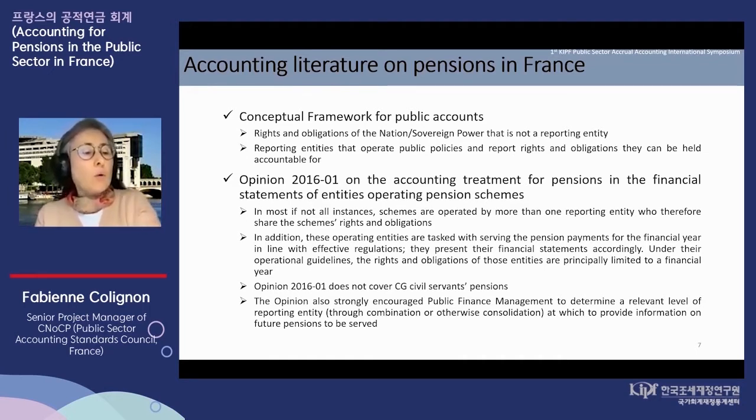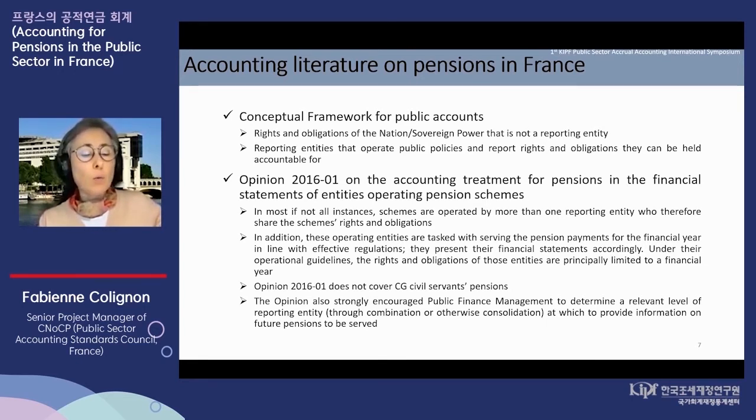So let's take a quick glance at the recent accounting literature in France. First of all, the conceptual framework for public accounts in France states that public sector reporting entities operate under public policies and report on rights and obligations that they can be held accountable for. And because the sovereign power of the nation is not a reporting entity that establishes financial statements, overarching principles from the Constitution are not subject to financial reporting per se. The conceptual framework also mentions the importance of the budget as the enforcement mechanism to operate public policies, a consequence being that mere expectations cannot be accounted for, hence constructive obligations to carry out public action do not give rise to liabilities unless expenditures were voted in the reporting period.